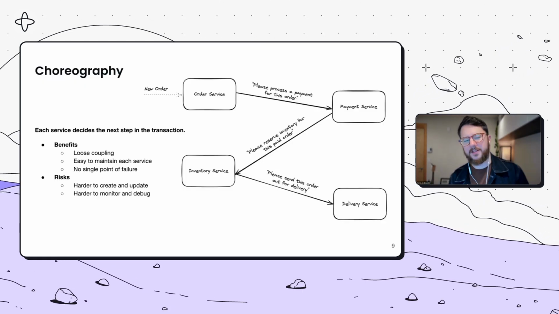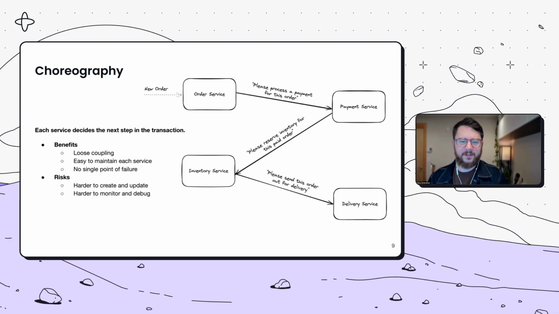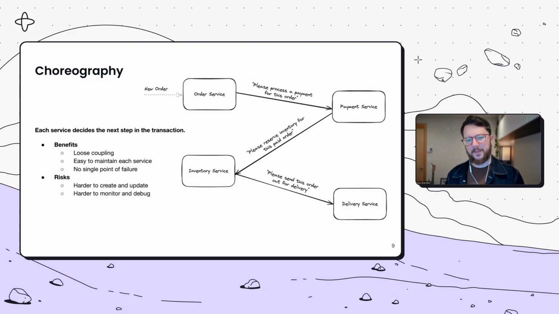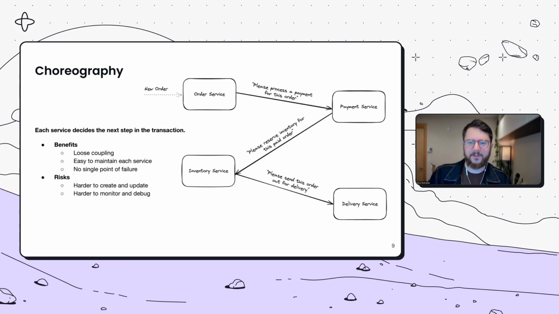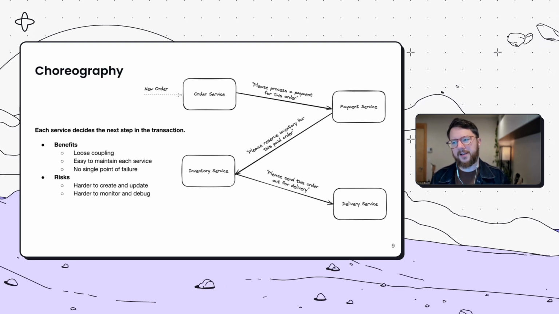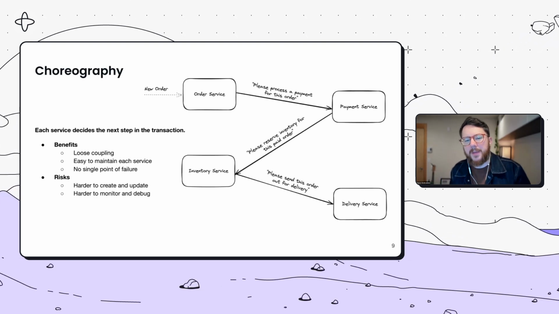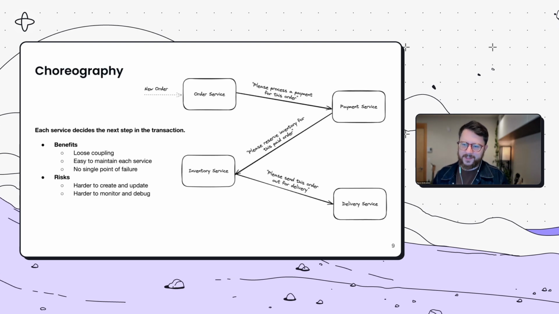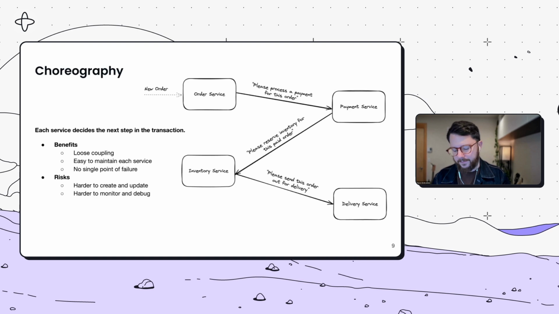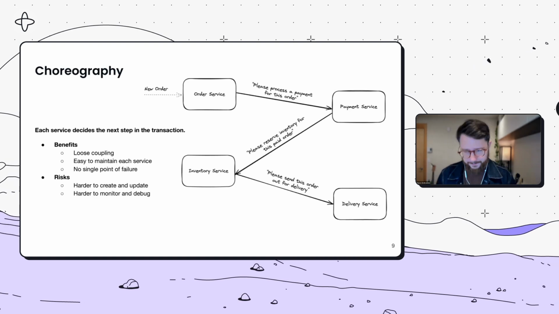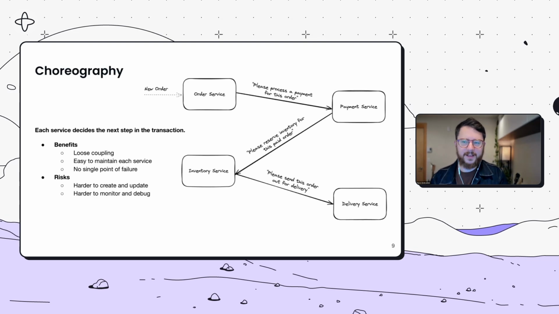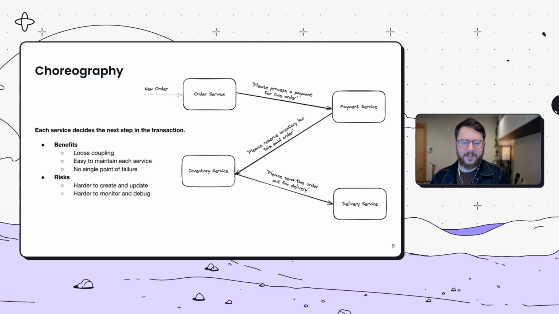All right, so the first architecture here is a choreography microservices architecture. And in a choreography architecture, each service decides the next step in the transaction. So for this example, there's a new order that comes in and the order service takes that. And the order service asks the payment service, hey, please process a payment for this order. The payment service is going to say, please reserve inventory for this paid order. It's going to ask the inventory service for that. The inventory service is going to complete that step, and then it's going to ask the delivery service, hey, please send this order out for delivery. Okay, so each service is contacting another service in turn.